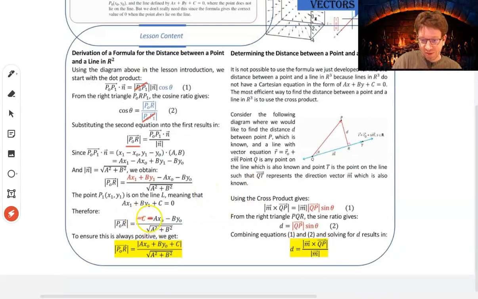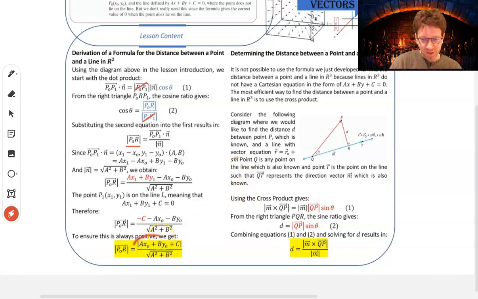Now we have negatives throughout here. And since we're looking for a distance, we care about a positive value. So we'll just factor out a negative 1 and take the absolute value of that. And this is our equation to find the distance from a point to a line. Very, very important: this is in 2 dimensions. This does not work in 3 dimensions.